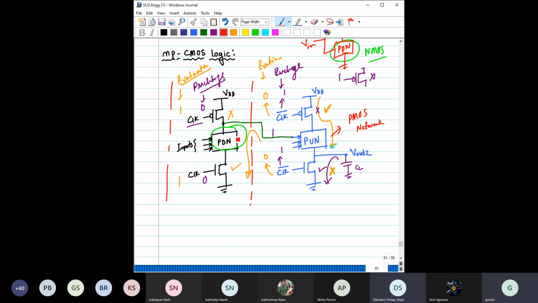And here, please make sure of one thing: for the pull down, for the first case, when you are using the pull down network, the output is taken from here. When you are using the pull up network, the output is taken from here.